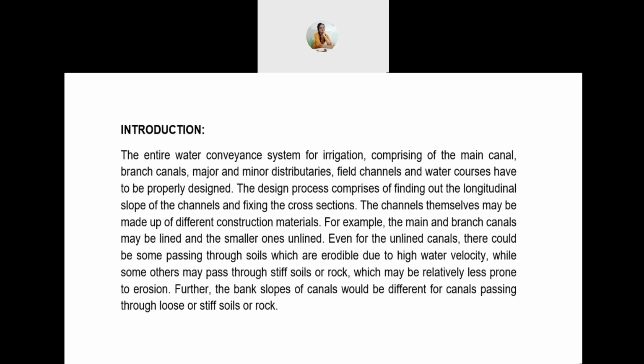The channels themselves may be made up of different construction materials. For example, the main and branch canals may be lined and the smaller ones unlined. Even for the unlined canals, there could be some passing through soils which are erodible due to high water velocity, while some others may pass through stiff soils or rocks which may be relatively less prone to erosion. Further, the bank slopes of canals will be different for canals passing through loose or stiff soils or rock.